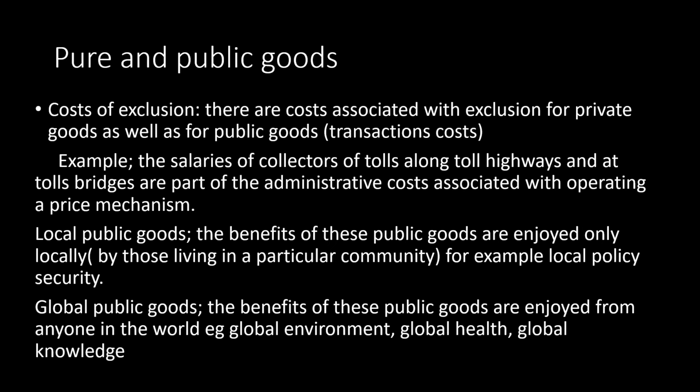There are costs associated with exclusion for private goods as well as for public goods. The costs for public goods are transaction costs. So we have an example whereby the salaries of collectors of tolls along toll highways and at toll bridges are part of the administrative costs associated with operating a price mechanism.